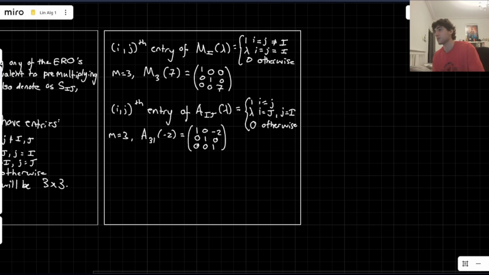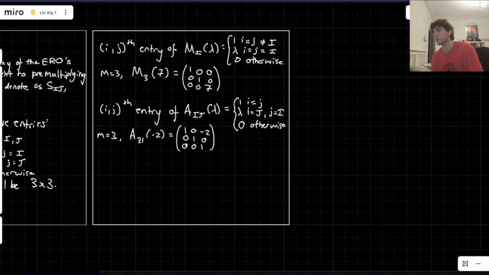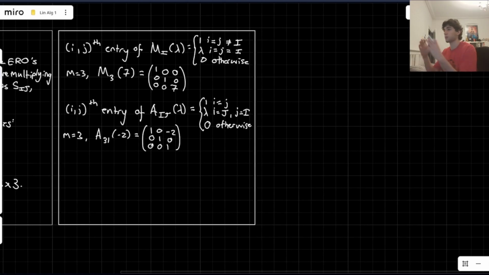Okay, so basically that is this matrix, and effectively what it does is when you pre-multiply any matrix capital A, which has dimensions 3 by n, by this matrix, you're adding -2 times row 3 to the first row. Okay, so that's that.